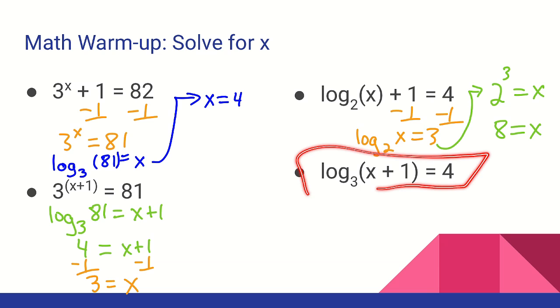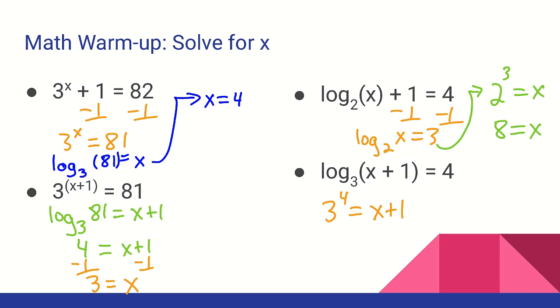On this one, our variable is in the argument of the logarithm, so we have to convert to an exponential form. So we have 3 to the 4th power is equal to x plus 1. And 3 to the 4th power, well, we already saw that 3 to the 4th power is 81. So this is 81 is equal to x plus 1. Subtracting 1 from both sides, and we get 80 is equal to x.